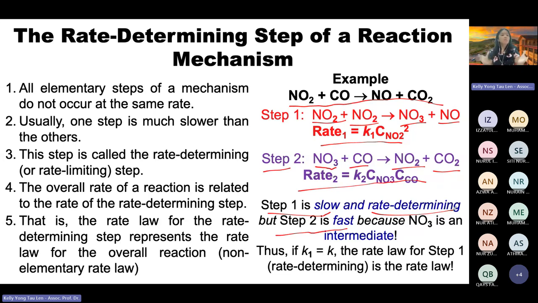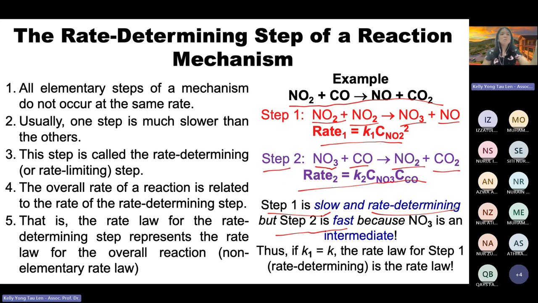Okay, so bila lebih daripada satu tindak balas berlaku, kita panggil dia mekanisme sebenarnya. Okay, so setiap reaction yang berlaku tu, ataupun kita panggil tindak balas sampingan, setiap tindak balas tu ada rate law dia tersendiri. Okay, salah satu daripada rate law itu akan menjadi rate law untuk keseluruhan tindak balas. So rate law yang biasa kita akan pilih adalah rate law untuk tindak balas sampingan yang perlahan. Kita panggil dia rate determining step.